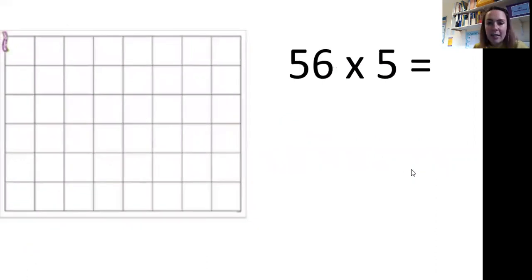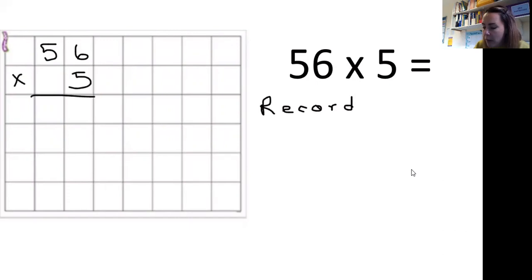Let's have a look at this question. Why don't you have a go on a piece of paper, and you can pause the video as we do each step together if you want to. So your very first job is to record again. So you're going to do 56 and we're timesing it by 5, making sure that you've got your 10s and your 1s in the right column.